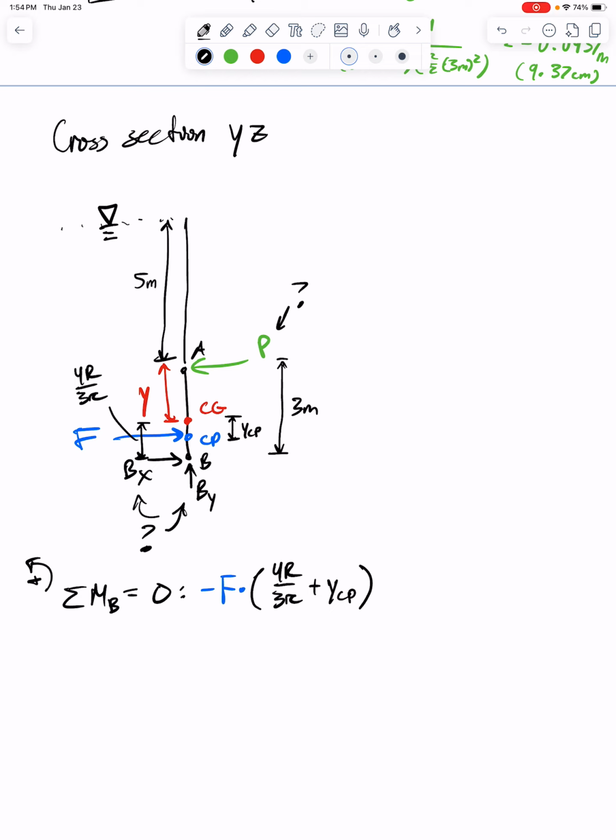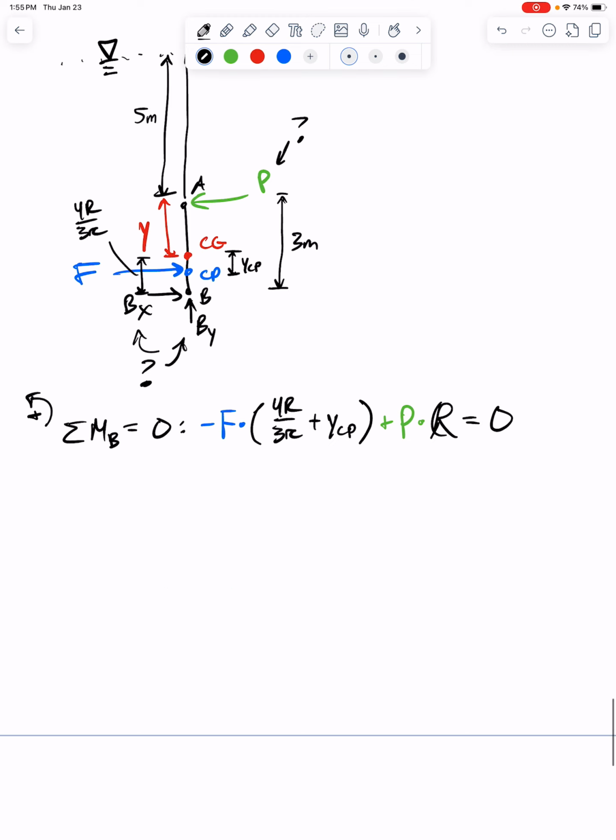That's how you get to CP. Then force P, using the right-hand rule, is a positive moment. The distance from point B to point A, where force P is being applied, is just the radius, so it's 3 meters. And this all equals 0. We're just going to isolate for P and solve. So P equals the force times (4R divided by 3π plus YCP) divided by R.